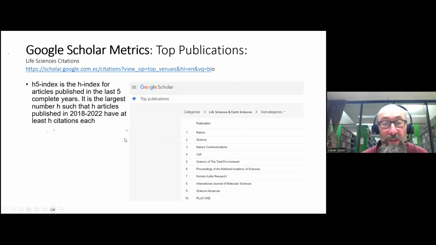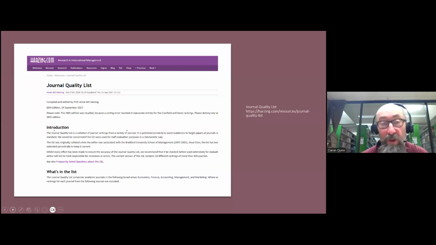Google Scholar Metrics, again, this is one of their functions, top publications. And there's their listing there for top publications. And with that as well, you can go in overall or go in by categories or subcategories, depending on what journal you're interested in. And that's their H index. So they're published in the last 5 complete years, so a bit more of a stretch than some of the other ones. Just to bear that in mind. Scopus, for example, was 3 years.